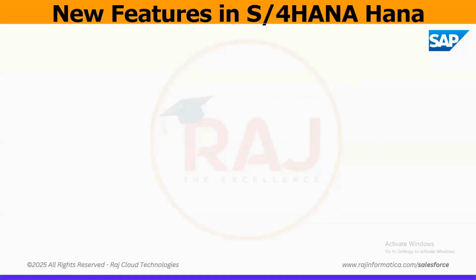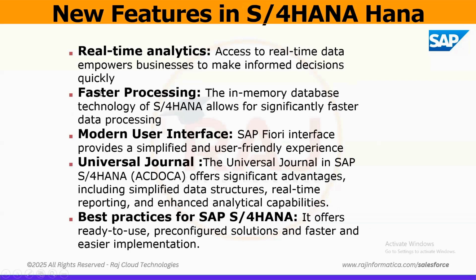So this is how FI and CO, these are the topics that we are going to cover. So what are the new features that are available in S4 HANA? S4 HANA gives you access to real-time data, empowers business to make informed decisions quickly because it has real-time data which is getting updated. Then we have faster processing of data. S4 HANA has its own database. HANA is the own database of SAP.